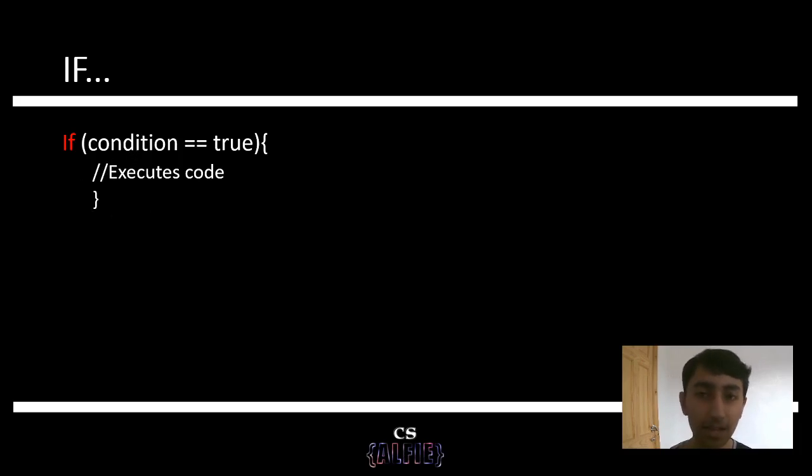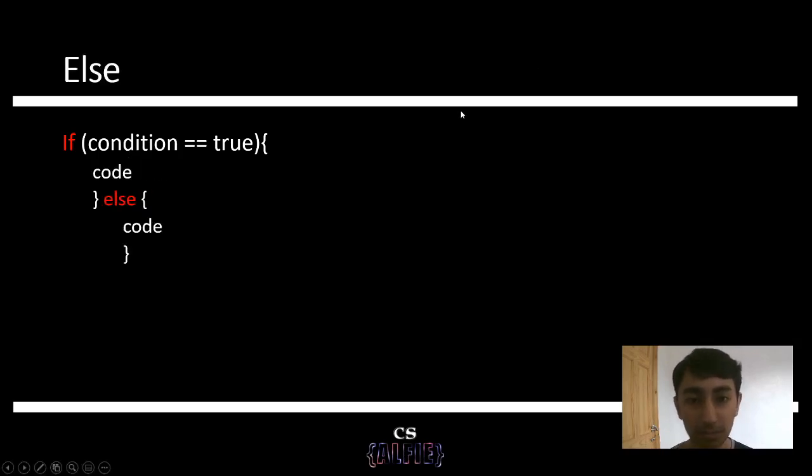Now we can look at else statements. These are pretty simple. All the else statement does is, if this condition isn't true, it will execute this code. We can have a look at some examples in Visual Studio Code.